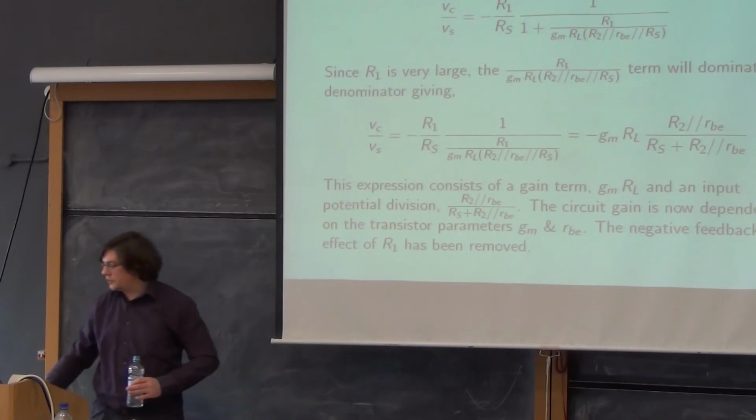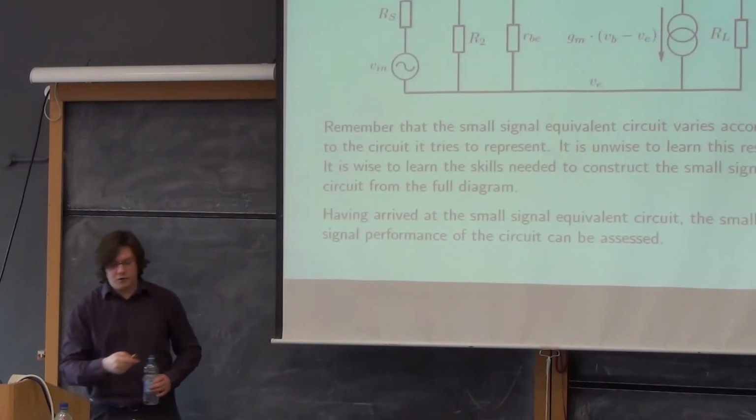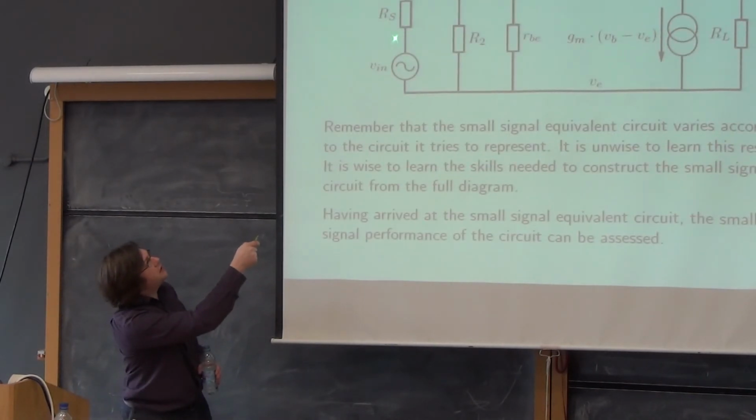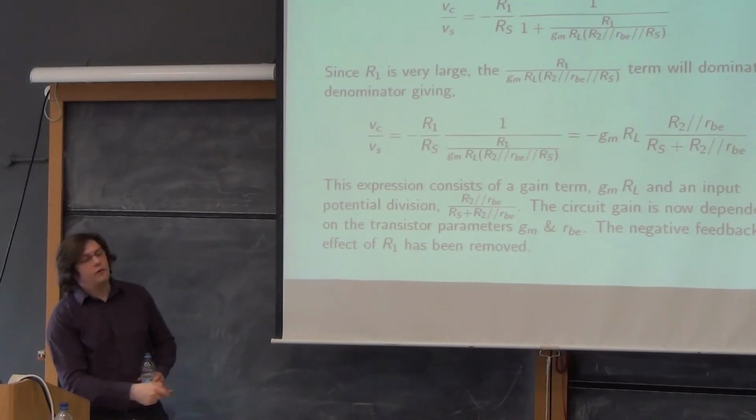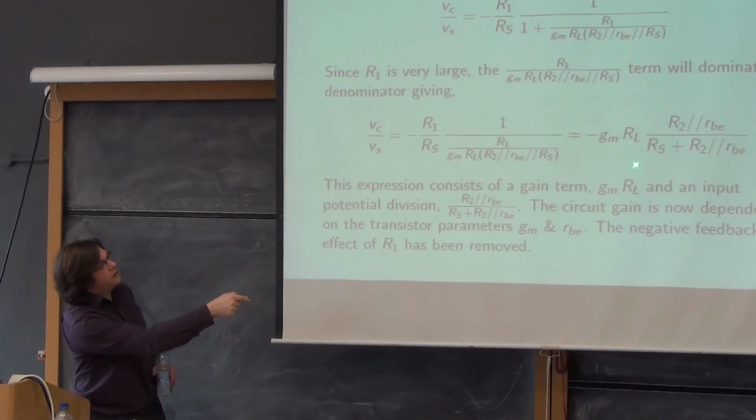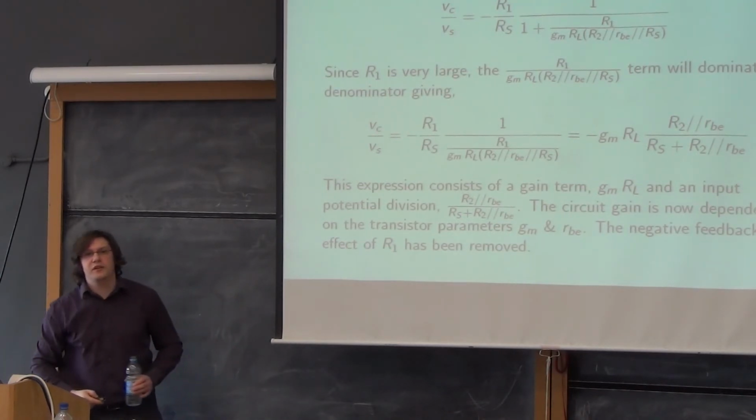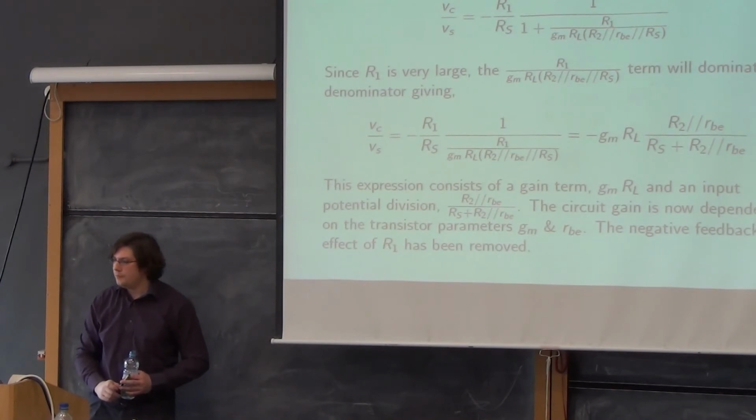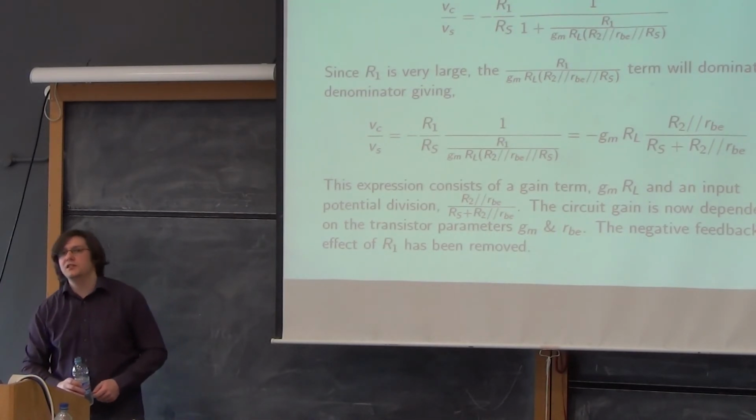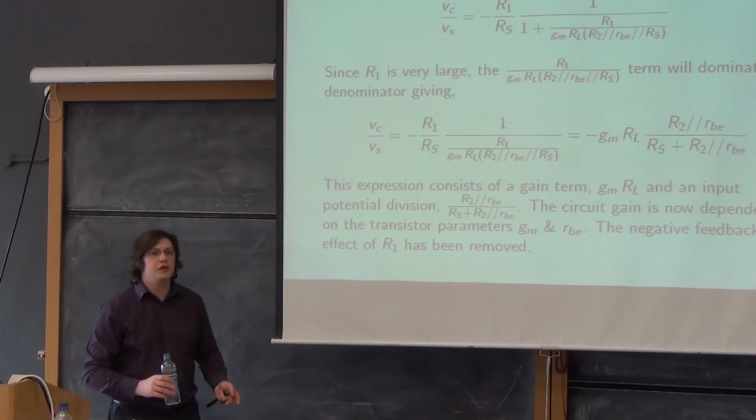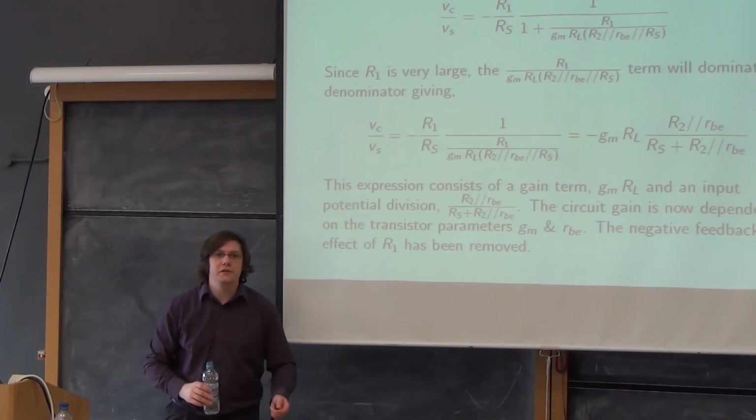In fact, if we go back and have a look at the circuit, we've got RS in series with R2 in parallel with RBE. And if we look at the equation, this is a potential divider of RS on its own and R2 parallel RBE. So that is where that bit comes from in the circuit. So the circuit gain is now dependent on the transistor parameters. That's to say, the circuit gain will change as our quiescent point changes.